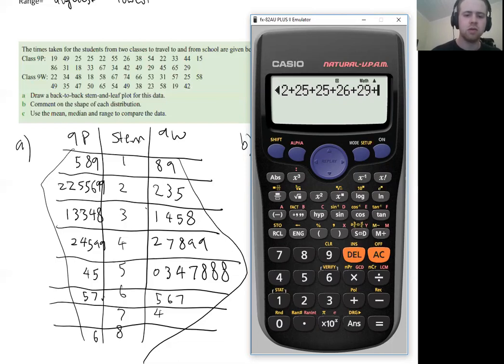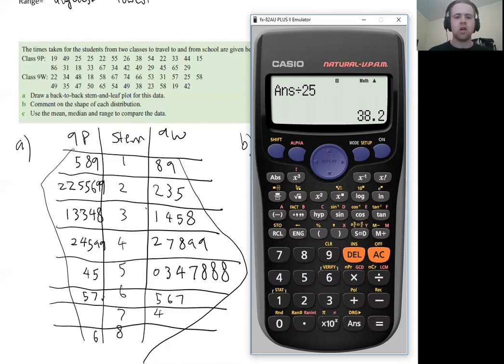26 plus 29 plus 29 plus 31 plus 33 plus 33 plus 34 plus 42, and just a few more to go for this one. 54 plus 55 plus 65 plus 67 plus 86, and then equals, and then we have, that's our total, and then we need to divide it by the number, so we've got 25 of these. So our mean is 38.2, as you can see here.